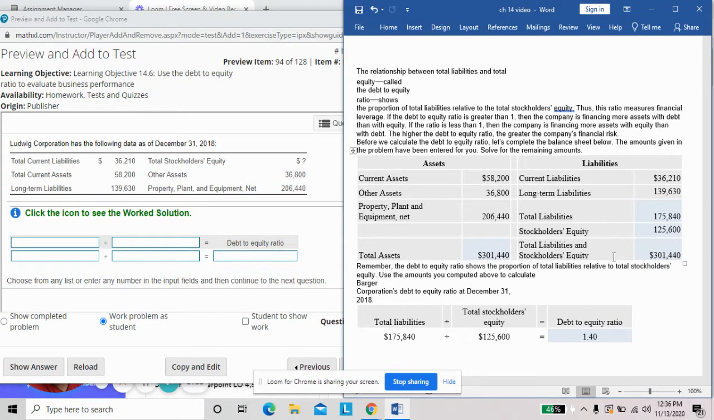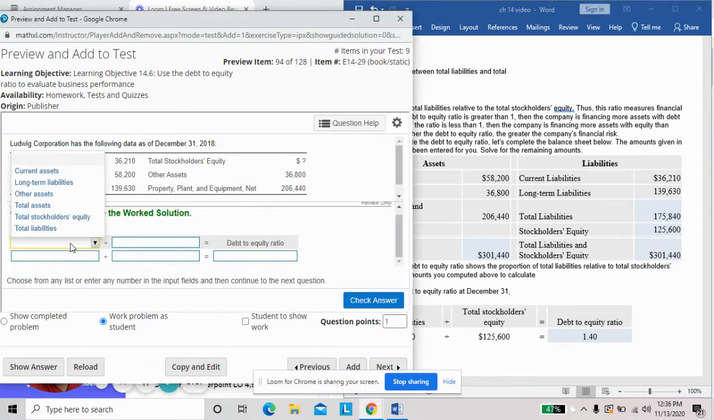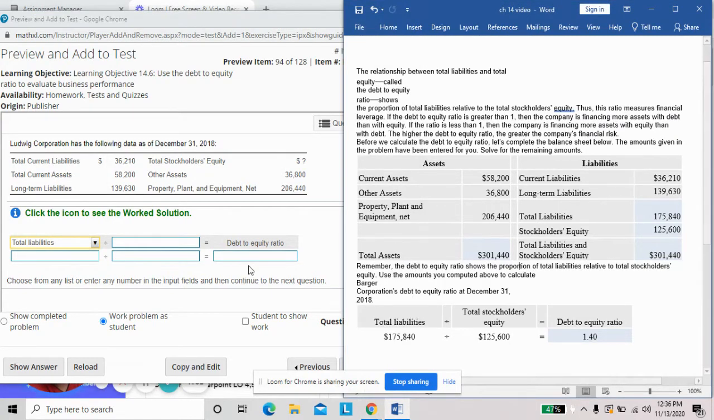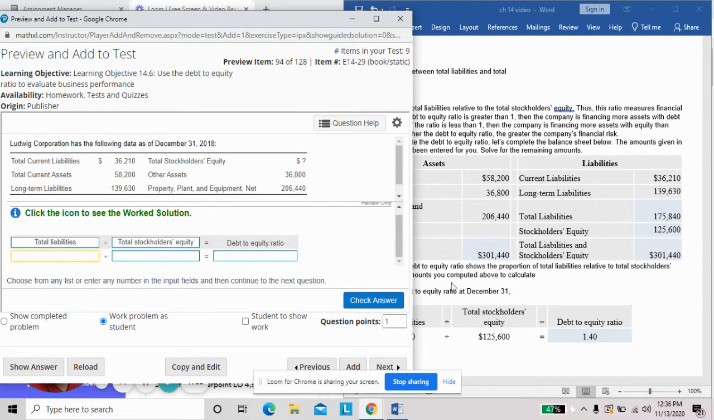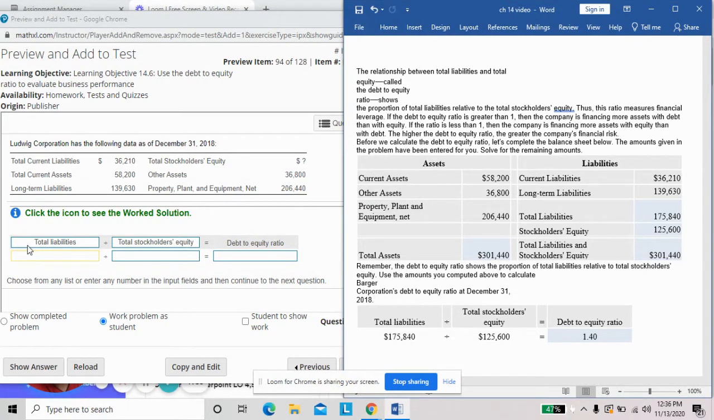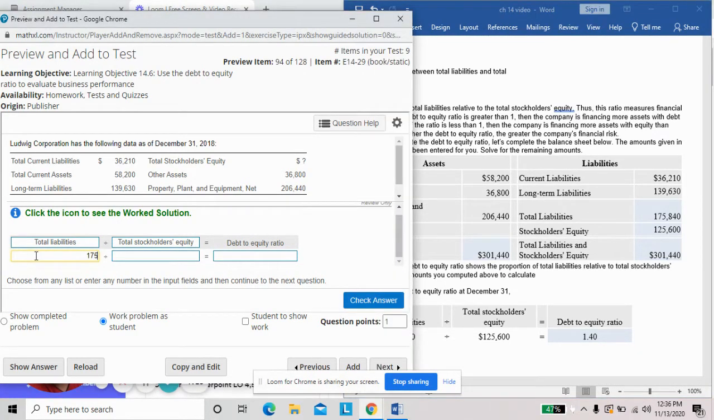Remember that the debt to equity ratio shows the proportion of total liabilities relative to the stockholders' equity. I will use the amounts computed above to calculate the corporation's debt to equity ratio. So the debt to equity ratio is total liabilities divided by the total stockholders' equity. We're given those values. Total liabilities is 175,840, and the total stockholders' equity is 125,600. That gives me a debt to equity ratio of 1.4.